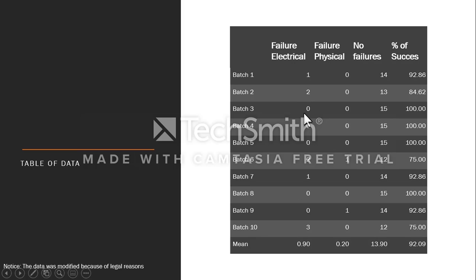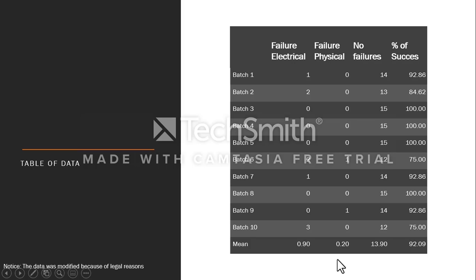They give you, and we find that we have electrical failures. For some of them, it was a total of 9 electrical failures and a total of 2 physical failures, giving you a mean of 0.9 for the electrical failures and a mean of 0.2 for physical failures. The ones that have no failure are around 13 to 15, so it's a good number. The percent of success is 92%.